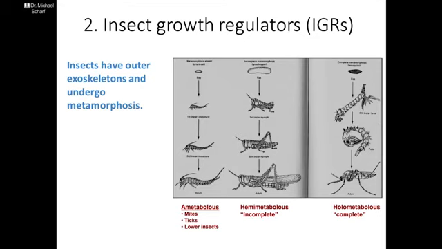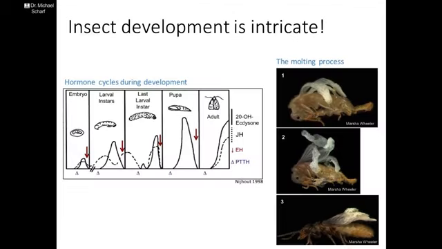We have the insect growth regulators. Quickly, I just want to move through these. Insects have these outer exoskeletons, and they undergo metamorphosis of different types depending on the insect groups that we have. Insect development is really intricate. And so we have these very detailed hormone cycles that are happening as the insect moves from its egg through its larval or nymphal stages to adulthood.